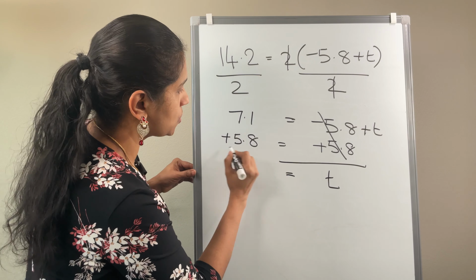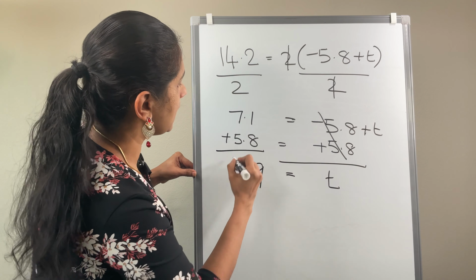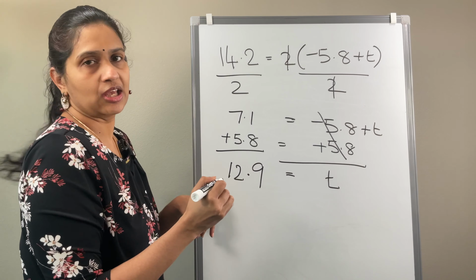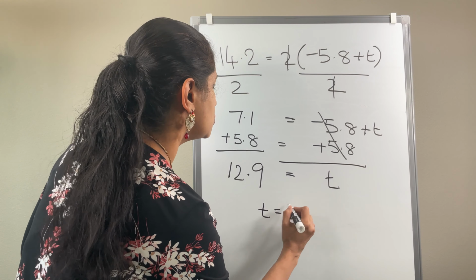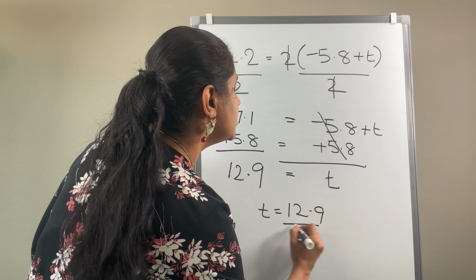You simply need to add this. It's going to be 12.9. So the value of t is going to be equal to 12.9.